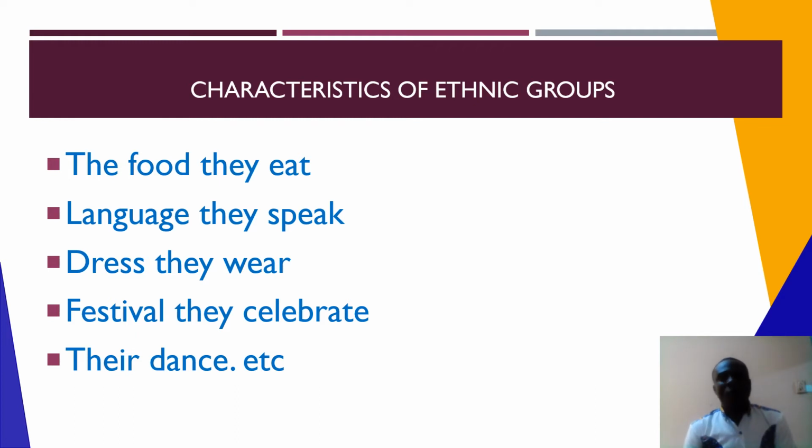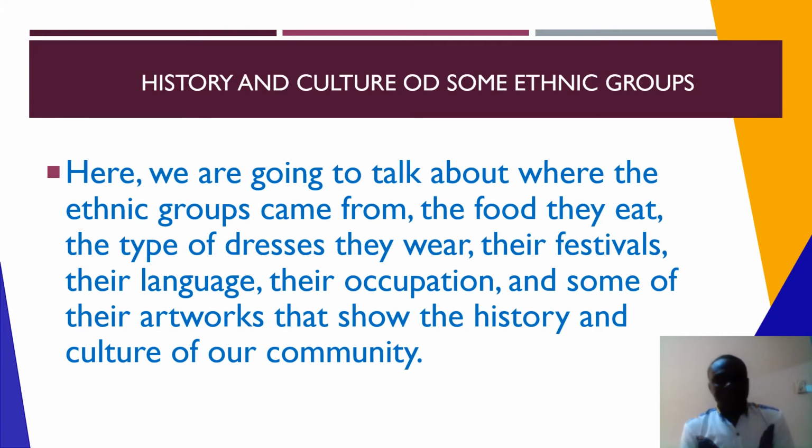And the first one we are going to look at is the food they eat. The second one is the language they speak. The third one is the dress they wear. The fourth is the festival they celebrate. And then their dance. Just a few over here. They are more than that. The food they eat, the language they speak, the dress they wear, festival they celebrate, and then their dance. We are now going to look at the history and culture of some ethnic groups in Ghana.